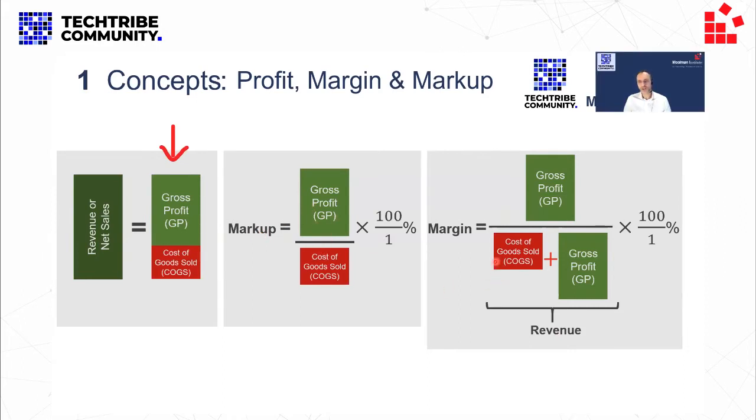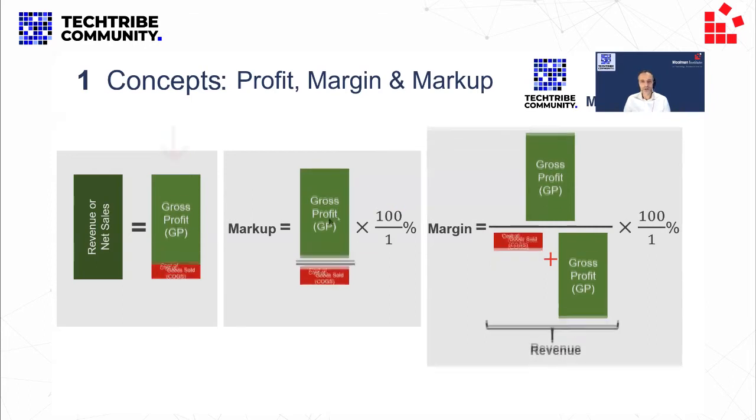If we look at margin, the gross profit is divided by the total revenue. And the gross profit item can never be bigger than the total revenue. That's nonsensical. You can't make a bigger profit than the total income that you've gained. And that's why gross margin can never be more than 100%.